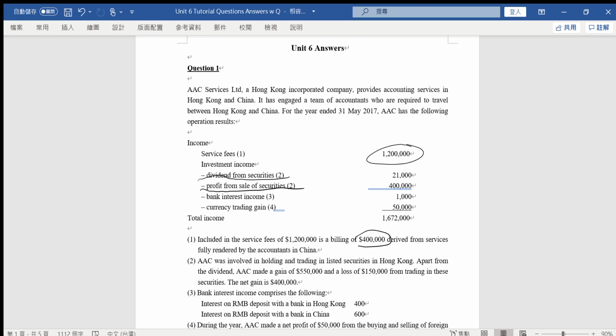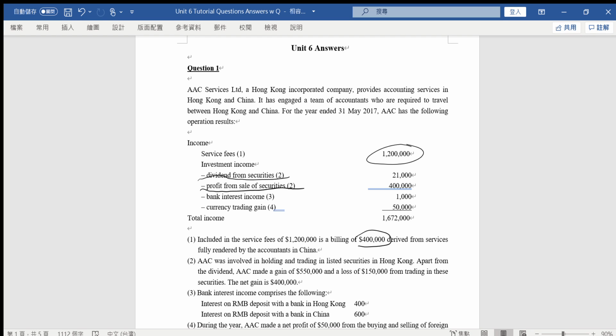But the $400,000 for this one should be subject to Hong Kong profit tax. Why? Because that is the security. And according to DIPN 21, how to determine the source of the trading security profit? It's based on where the security is being traded.